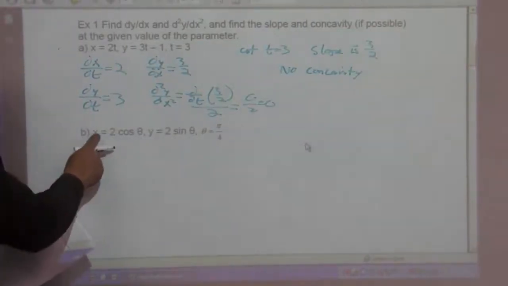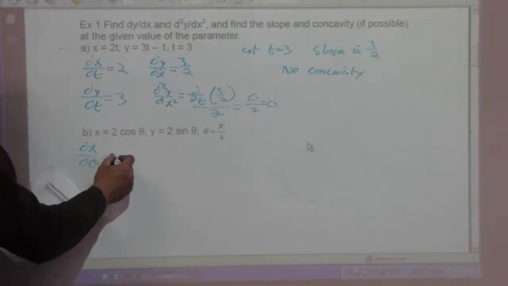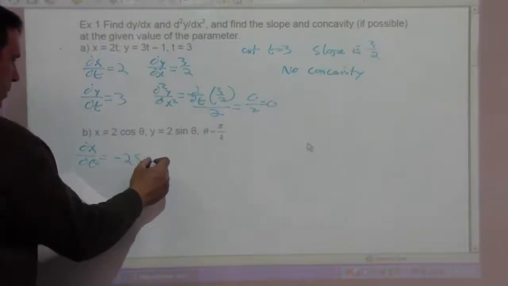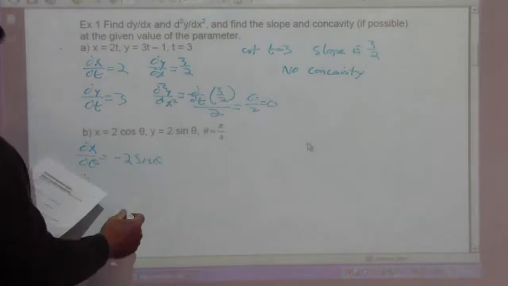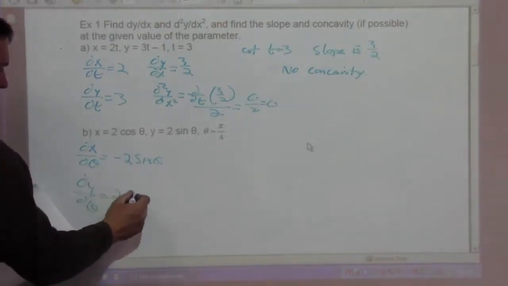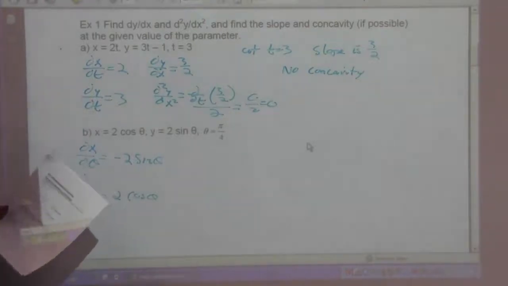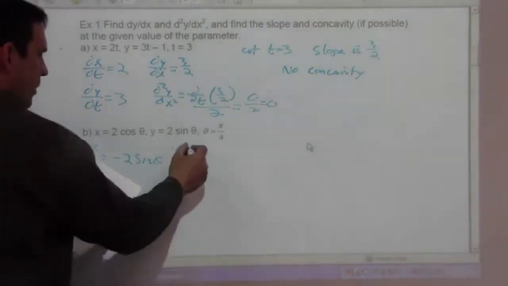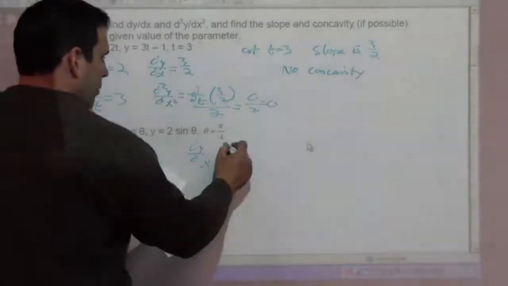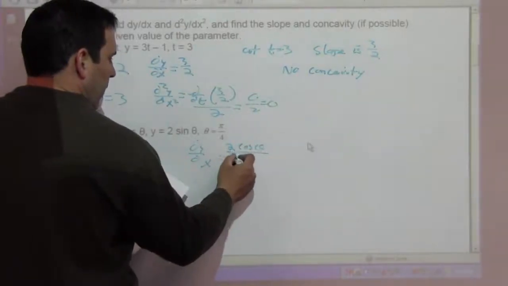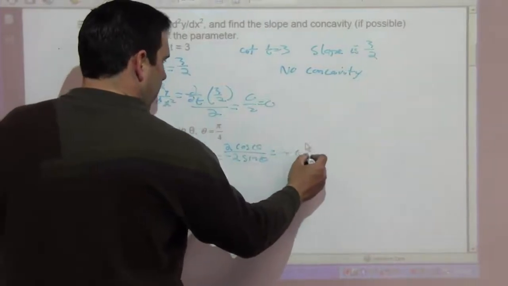Part B, x equals 2 cosine theta. So dx/d theta is going to be negative 2 sine theta. dy/d theta, y is 2 sine theta, is going to be 2 cosine theta. dy/dx is going to be 2 cosine theta over negative 2 sine theta, which becomes negative cotangent theta.